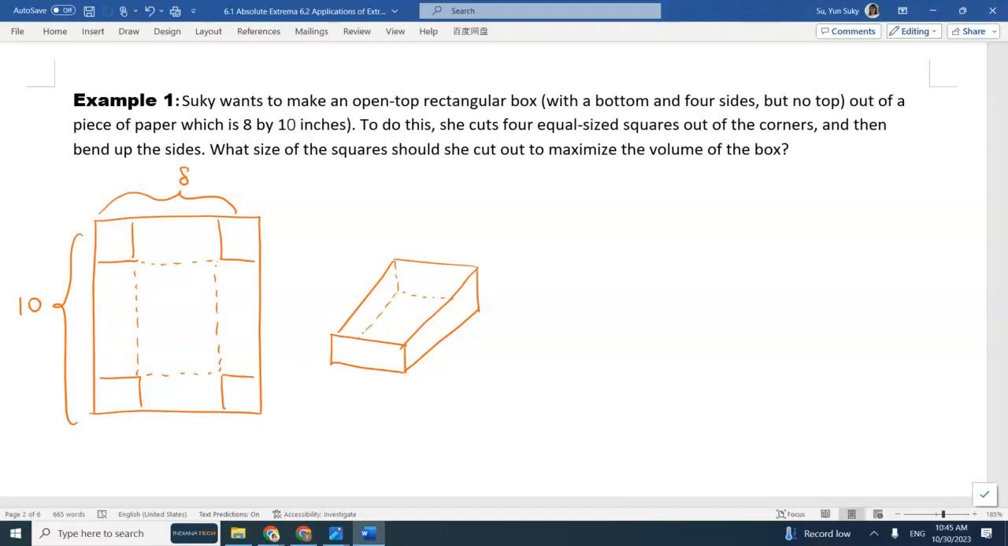What size of the square? Okay, this is the square. What size of square should I cut out to maximize the volume of the box? Okay, let's see. This is x. It's a square, so all these sides are x. Is that okay, everybody? We want to find the x so that we can maximize the volume of the box. So our goal is to maximize the volume of the box.